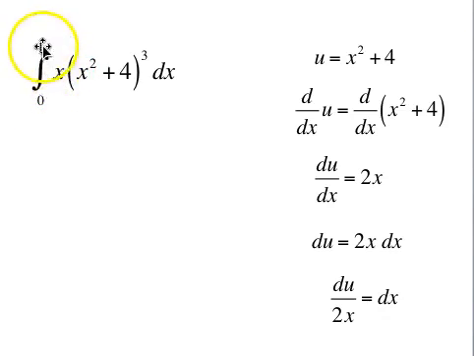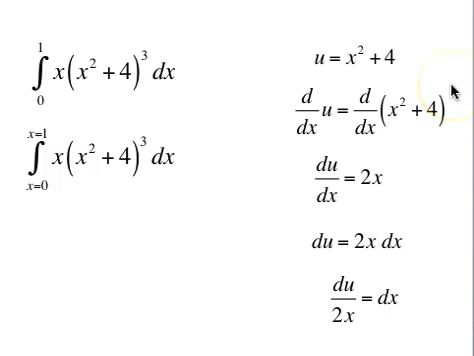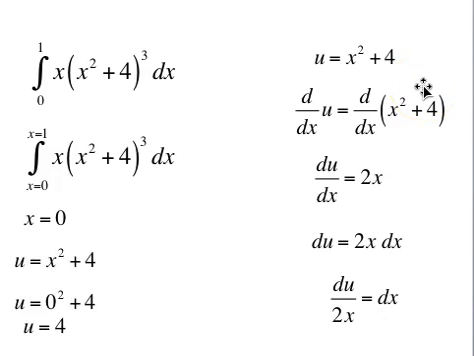But we have to manage the endpoints. This is an x of 0, and this is an x of 1. We need to do the integral in u, so we're going to change those. So again, just to clarify, that integral is x goes from 0 to x goes to 1 of that function. Now, if x is 0, what is u? We plug 0 in for x and get 0 squared plus 4. So if that's the case, we get u is 4.